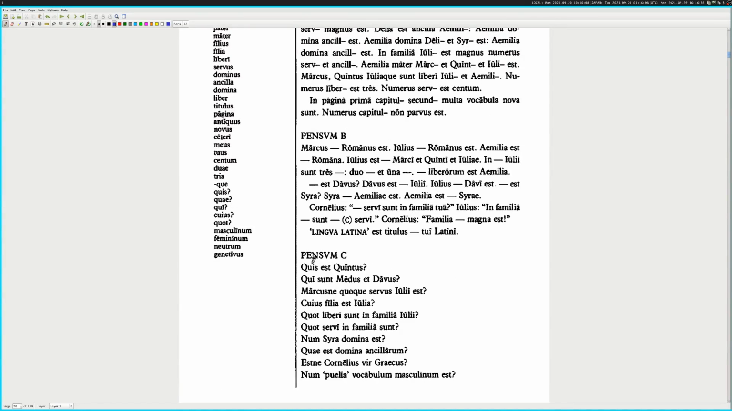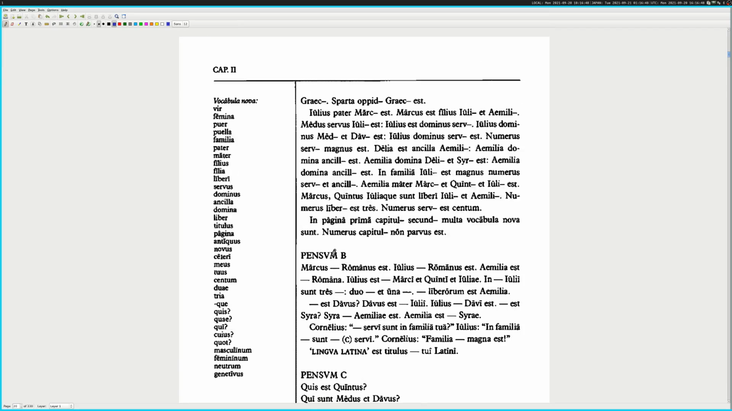Alright, maybe quis est Quintus. That's who is Quintus. He's the son of, what's his name? Julius. Who are Medus and Davus? Those are the slaves. Marcus. So this is a yes or no question. Is Marcus also a slave of Julius? No, Marcus I think is his kid. Does familia mean brother or sister, or does it mean kid? I don't remember. Let me just look.